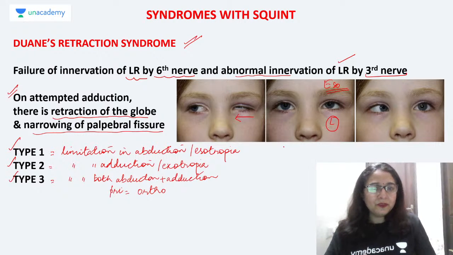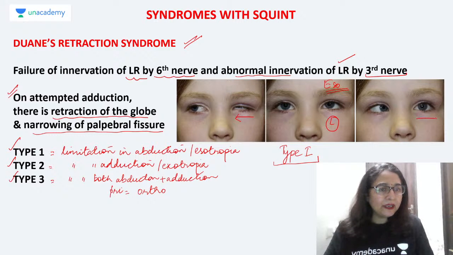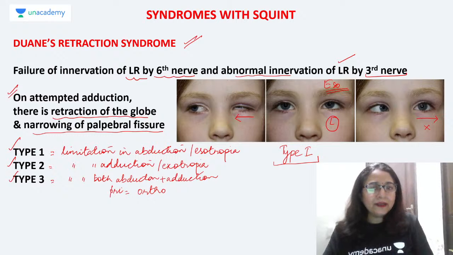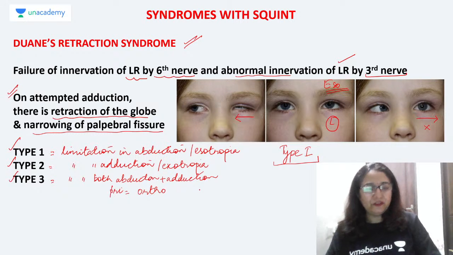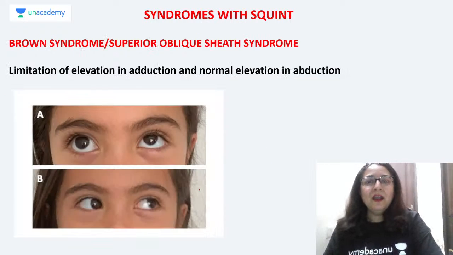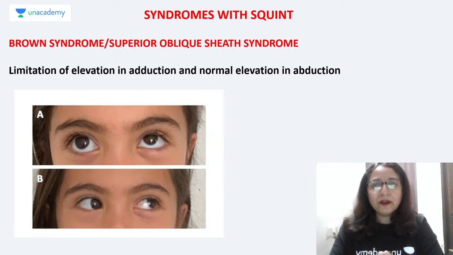The one we are seeing here is type 1 of Duane's retraction. The patient cannot abduct the eye. Abduction is not possible. On adduction, there is retraction of the globe. Fortunately, many of these patients have a very mild degree of squint and mostly do not need surgery. Now, moving on to a few more interesting special squint cases.